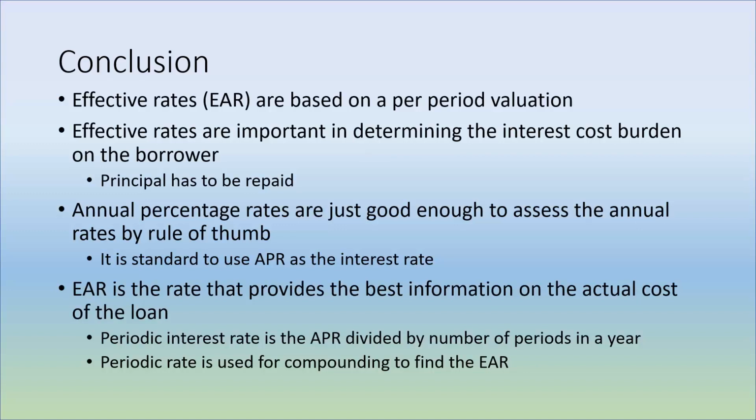Periodic interest rate is the APR divided by the number of periods per year, and it's used to calculate compound interest as well as EAR, the effective annual rate.